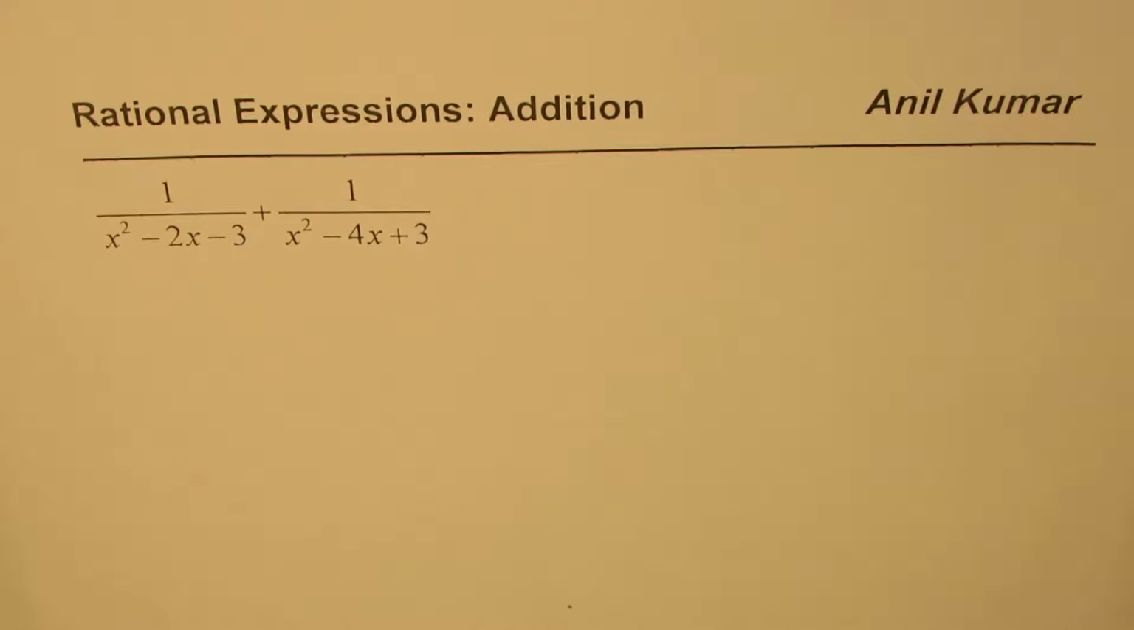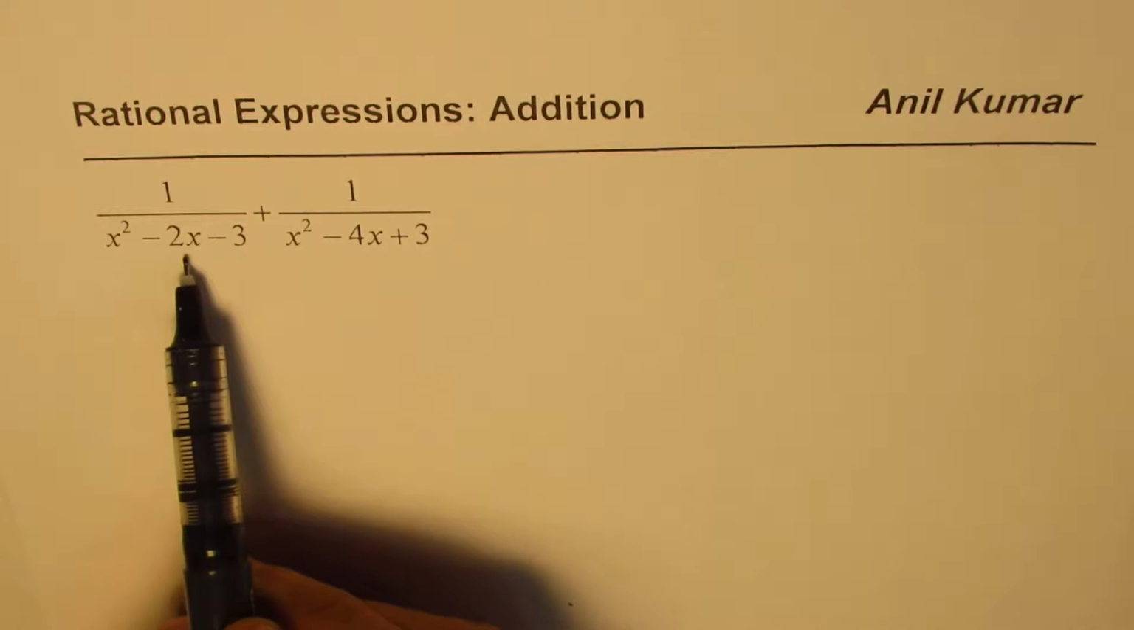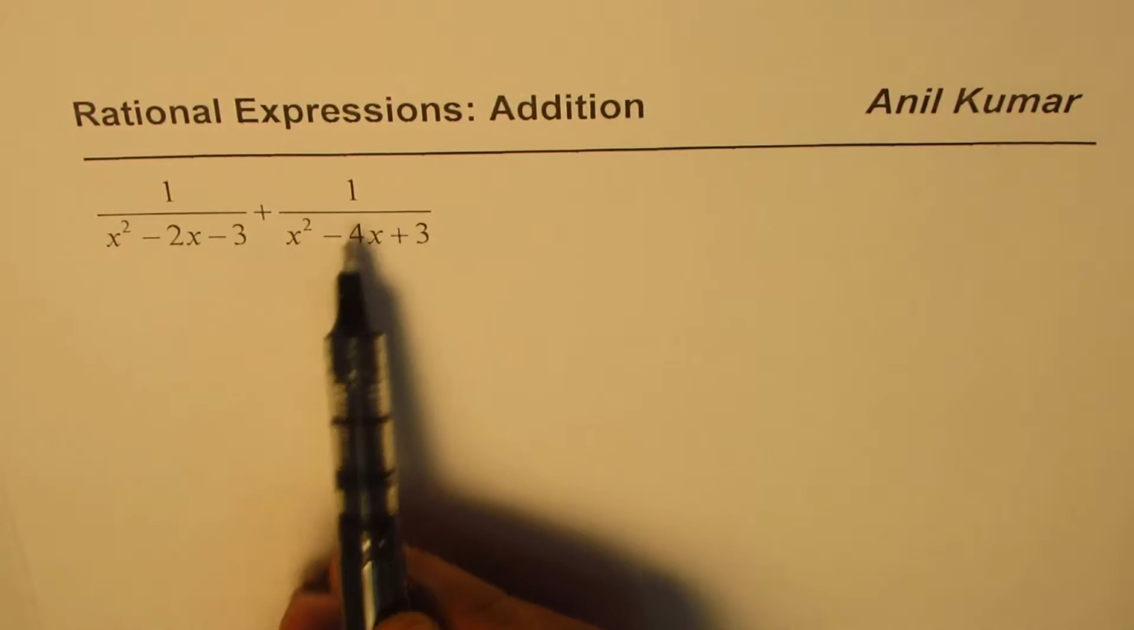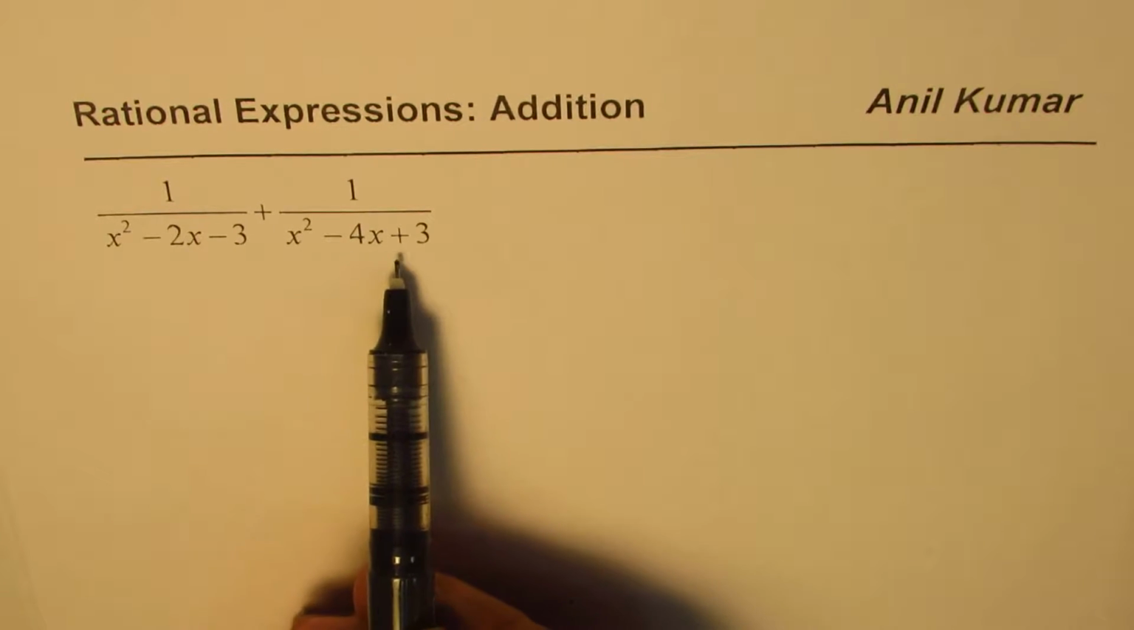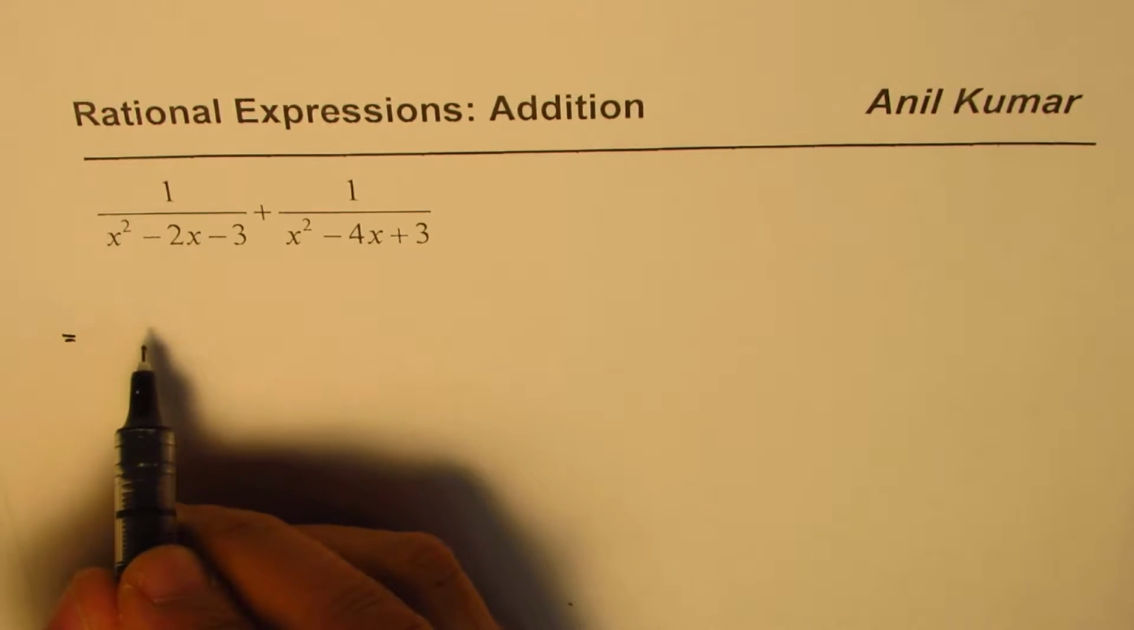I'm Anil Kumar. We will understand how to add rational expressions in this particular video. So we need to add 1 over x square minus 2x minus 3 plus 1 over x square minus 4x plus 3. First step is to factor the quadratic terms.